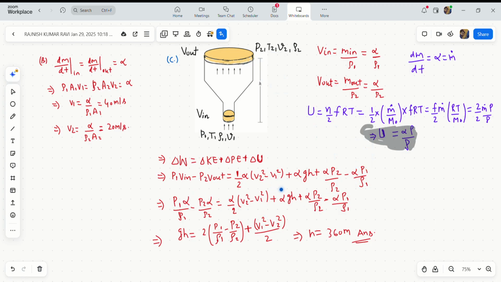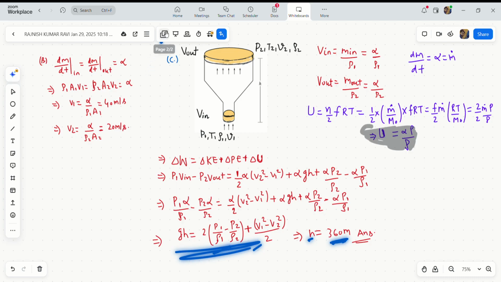Now if I bring all of these terms to the left side of the equation, we can write g h equals this much, and if I find the value of h from this equation, and put in all of these known terms, since p1, rho 1, p2, rho 2, v1, v2 and g are already known, we have calculated all these terms in the previous options. If I substitute all these terms into this equation, we can find the value of h as 360 meter.